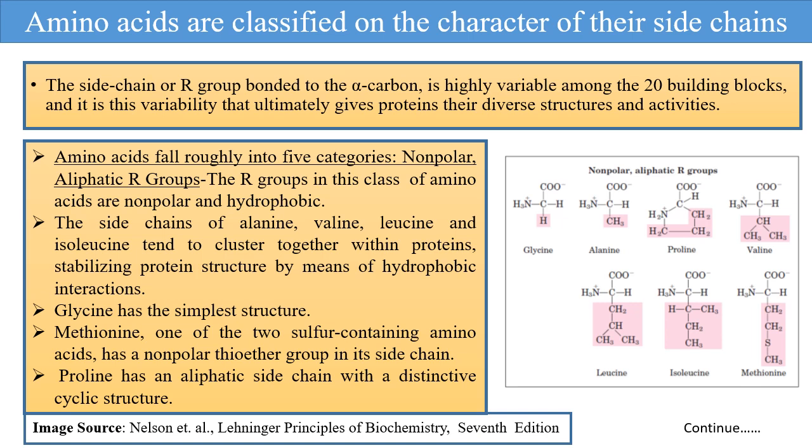Then glycine. Glycine, you can see in the image, has the simplest structure, and here the R group is a simple hydrogen atom. Methionine, one of the 2 sulfur-containing amino acids, has a non-polar thioether group in its side chain. And then proline. Proline has an aliphatic side chain with a distinctive cyclic structure. Here you can see it in the image.